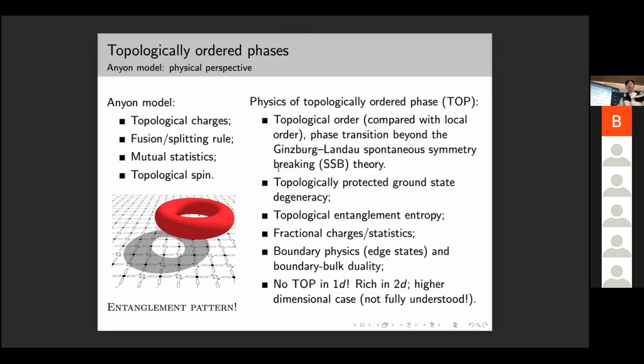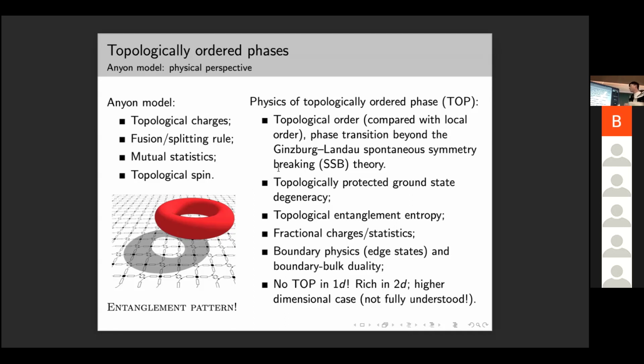So from a physical perspective, the anyon system usually exhibits some kind of order called the topological order. That means that this kind of order is beyond the Ginzburg-Landau spontaneous symmetry breaking theory. That means that we cannot use group theory to describe this kind of topological order. But for this kind of case, we can use a quantum symmetry, a quantum group, to describe the phase transition between different topological phases.